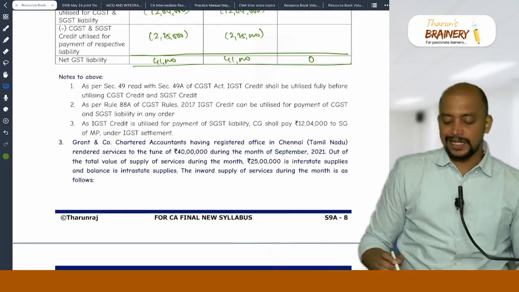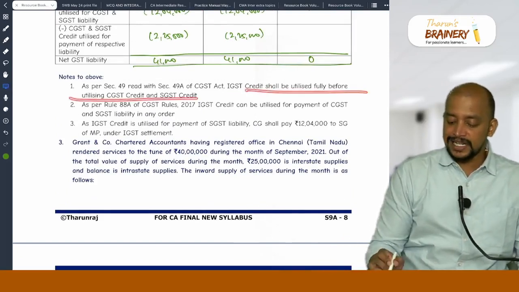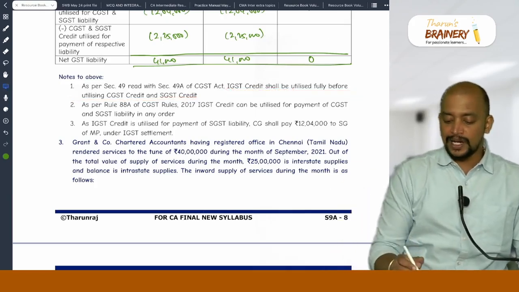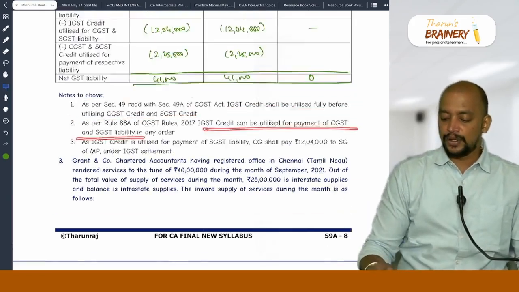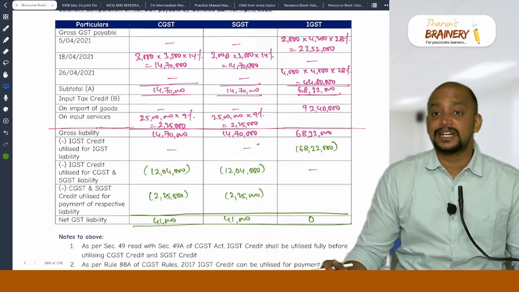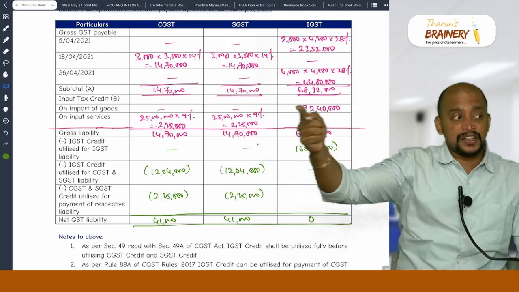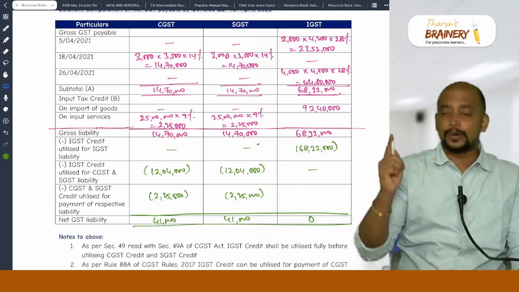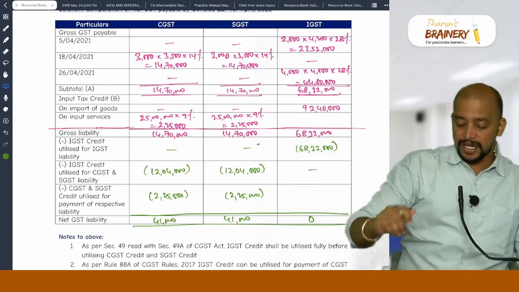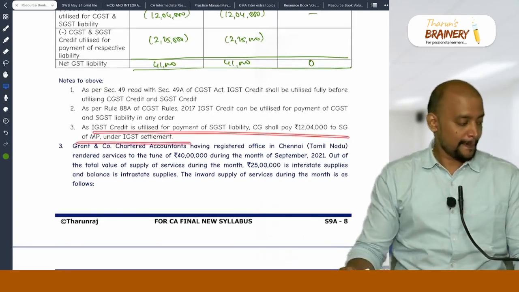So, notes to the above: see that as per section 49, IGST credit shall be utilized fully before utilizing CGST, SGST. Also as per rule 88A, IGST credit can be utilized for payment of CGST, SGST in any manner. And is there an IGST settlement here? Yes. Which credit are we utilizing? IGST credit we are utilizing for payment of SGST liability. So who should pay whom? The Central government should pay that amount to the state government under IGST settlement. Okay. Done?